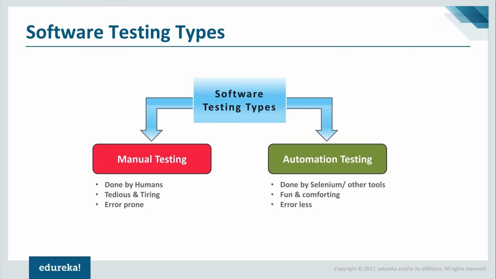Since it's humans doing it, it's possible that every human will make errors sometime here or there. And what if he fails to verify some transaction? I mean, what if he fails to do something which he was supposed to do because maybe it was tedious or tiring? So you have all these problems associated with manual testing.